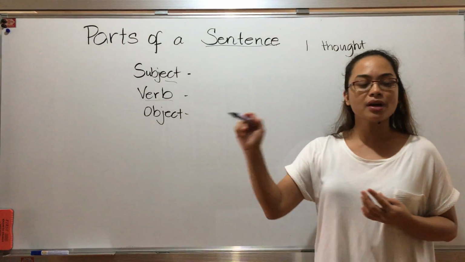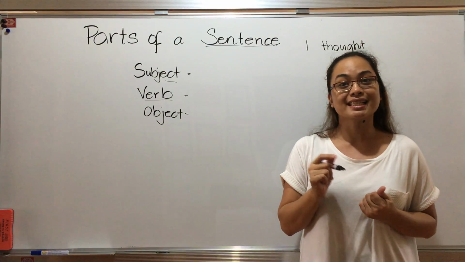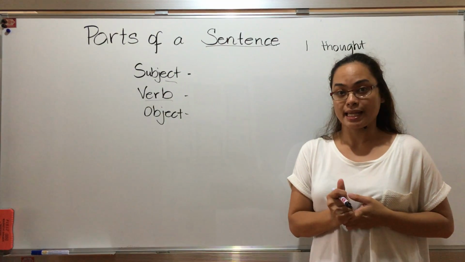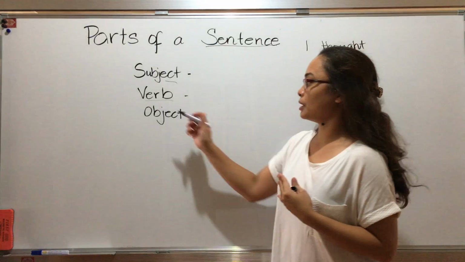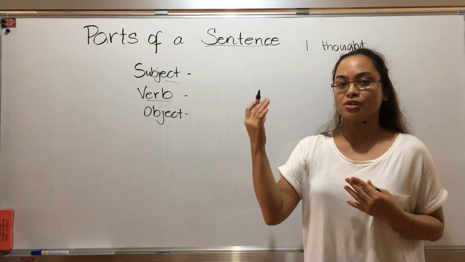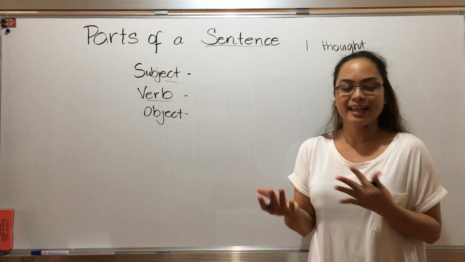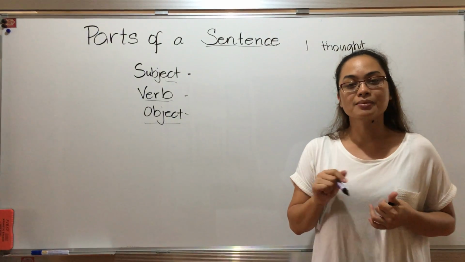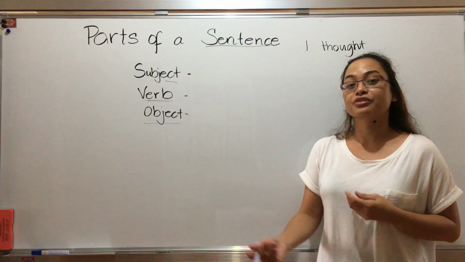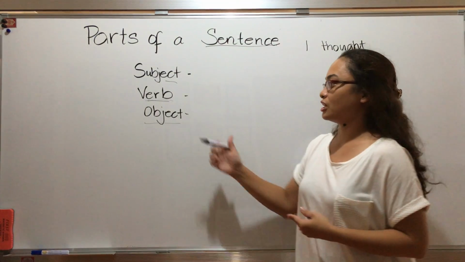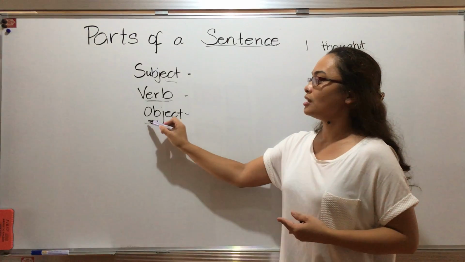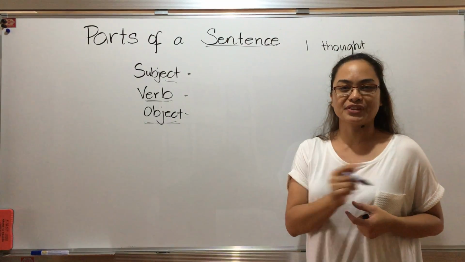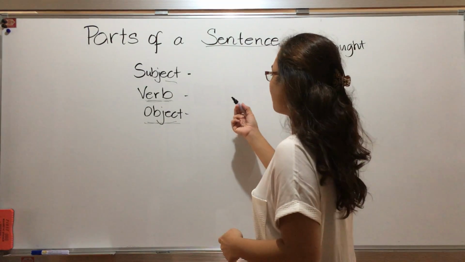About a verb, a verb is a word that expresses an action, an occurrence, or a state of being. So when you talk about verb, usually what comes to mind is action. Okay? And then we have also the object. The object is a person or a thing that receives the action. So the action is the verb, the object will receive the action of the verb. Okay?